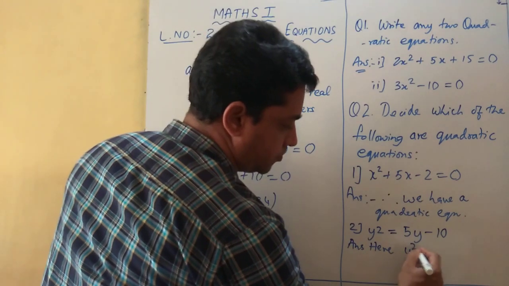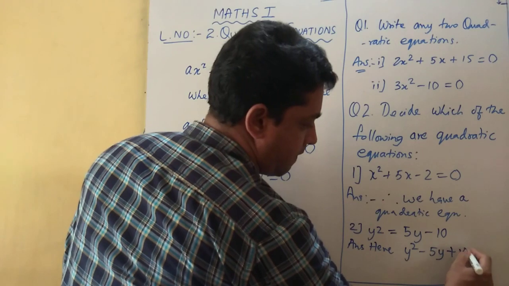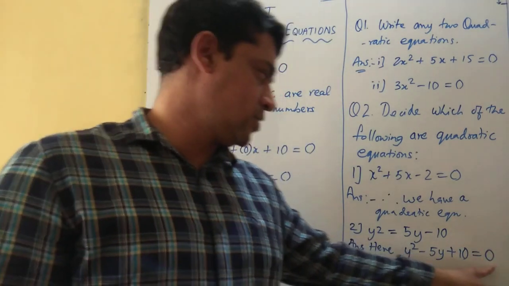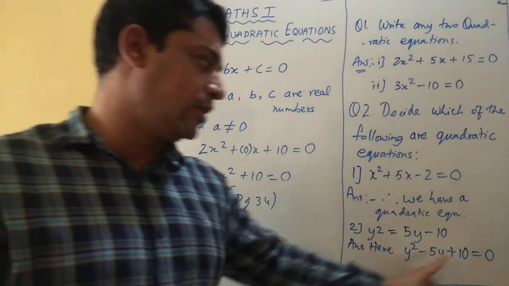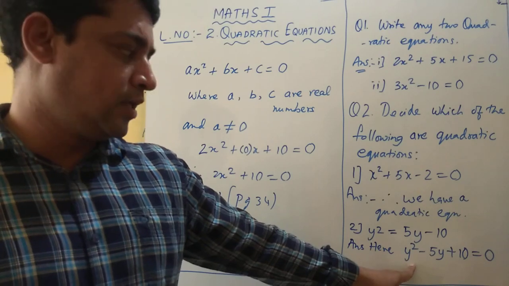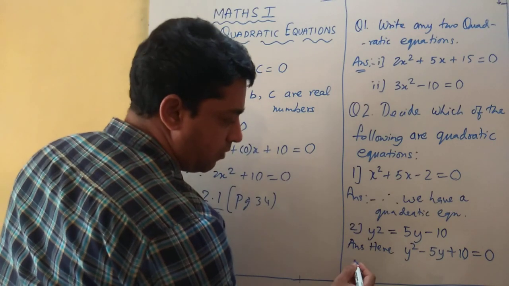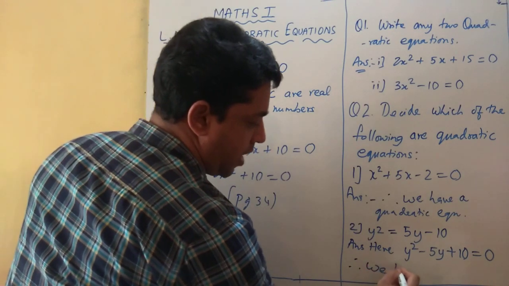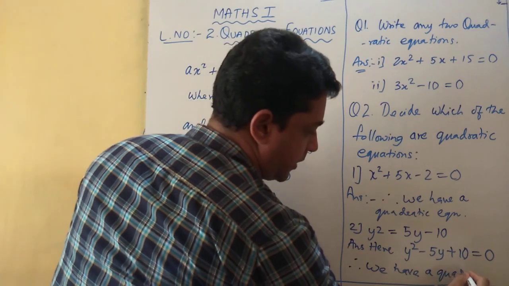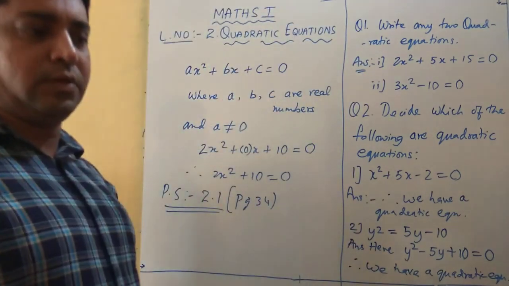y square minus 5y plus 10 is equal to 0. Once you rearrange this equation and write it in the standard form, you can see the degree of the variable y is 2. So therefore, again we have a quadratic equation. So your answer will be, therefore we have a quadratic equation. Is it clear? Okay.